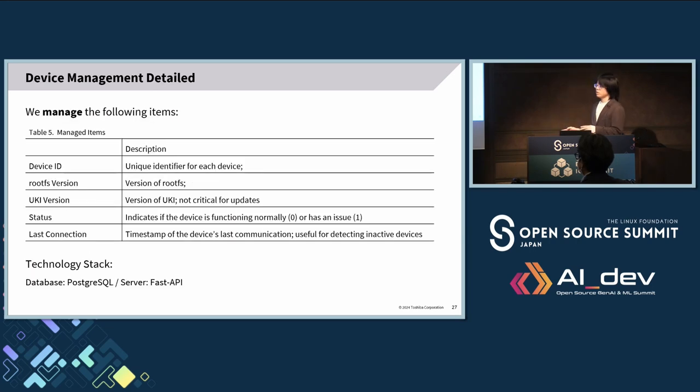So in conclusion, in this presentation, device management refers to the information summarized in table 5. The UKI and root file system versions are updated when an update succeeds, as tracked by WFX. And additionally, status and last connection are updated through the connection with MQTT. All this information is stored in the database, in this case PostgreSQL, and managed via FastAPI.